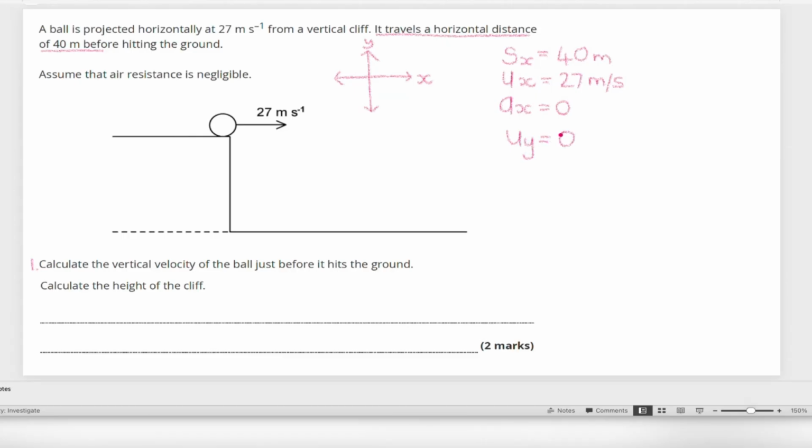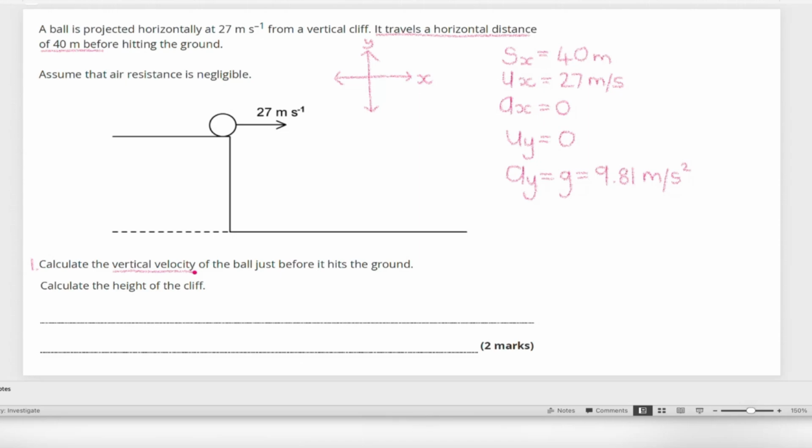And let's quickly think about the vertical acceleration. Now, the vertical acceleration is not going to be 0 like the horizontal acceleration. The vertical acceleration is going to be equal to the gravitational acceleration, and we know that that will be 9.81. To find the vertical velocity, and that is what they want us to calculate, we first need the time of flight. So what we'll do now is calculate the time using horizontal motion only.